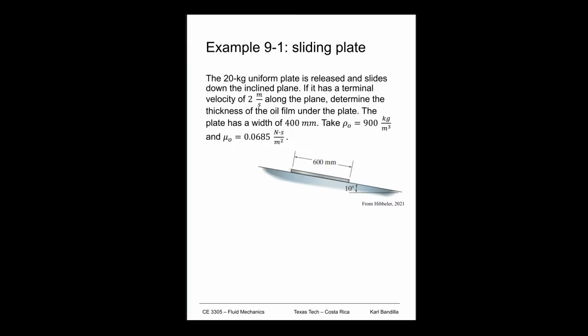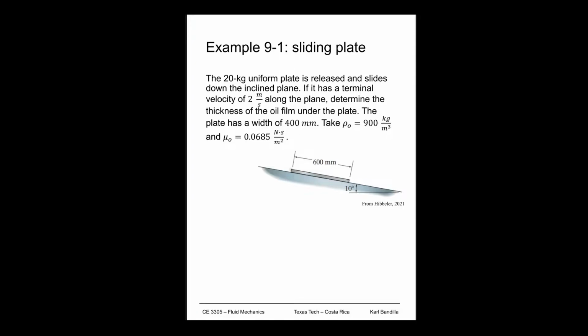This is example 9-1, a sliding plate. So we have this plate that is sitting on a thin oil film, and it's sliding down the slope. And we're told that its terminal velocity is 2 meters per second. Right? So at that point, the gravitation and the shear stress are balancing each other out. So that's why it's no longer accelerating.